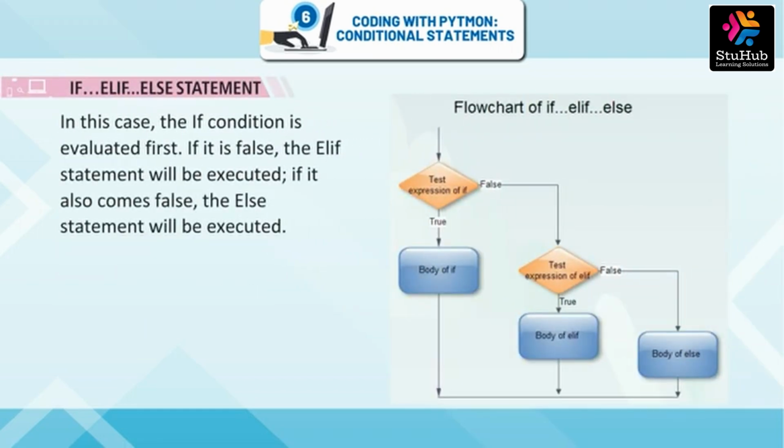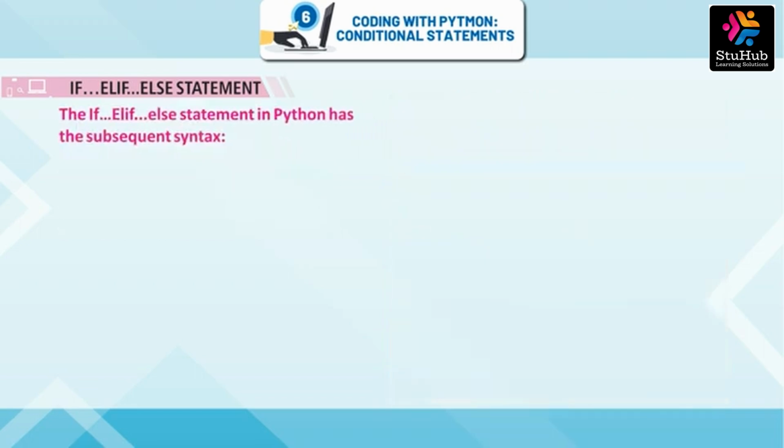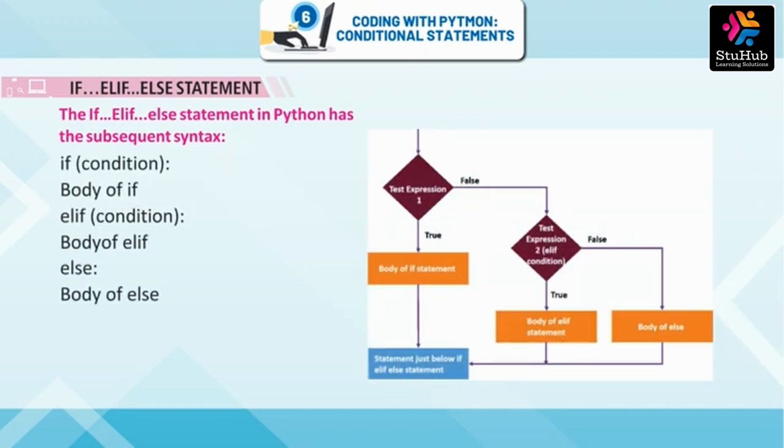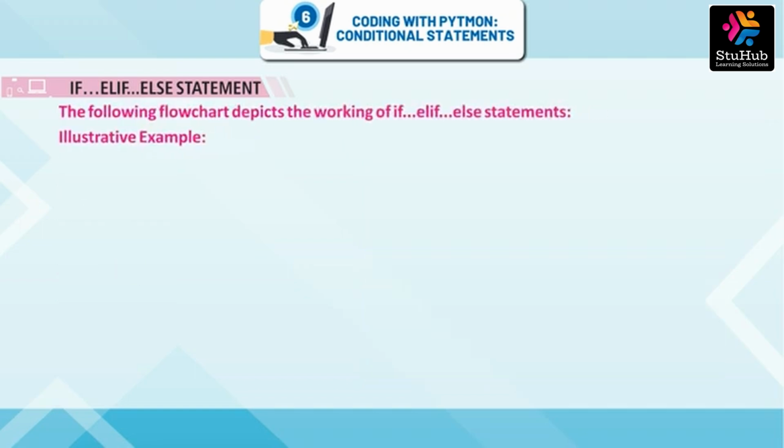If-elif-else statement. In this case, the if condition is evaluated first. If it is false, the elif statement will be executed. If that also comes out false, the else statement will be executed. The if-elif-else statement in Python has the following syntax: if condition, body of if; elif condition, body of elif; else, body of else.